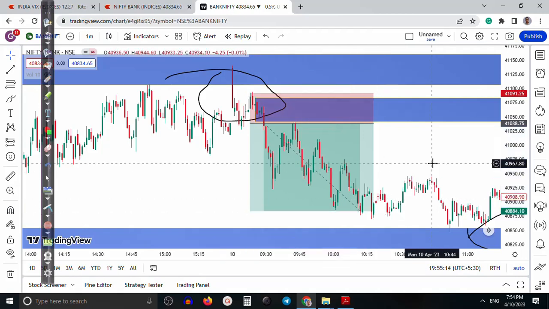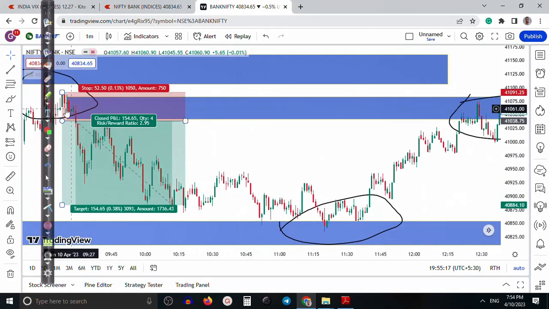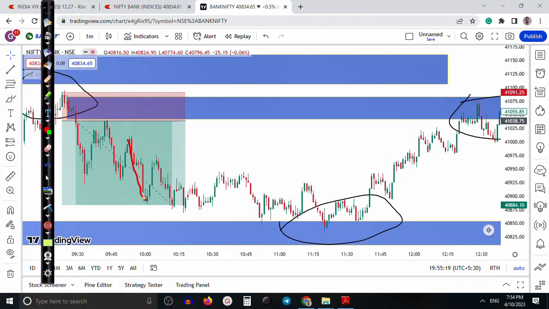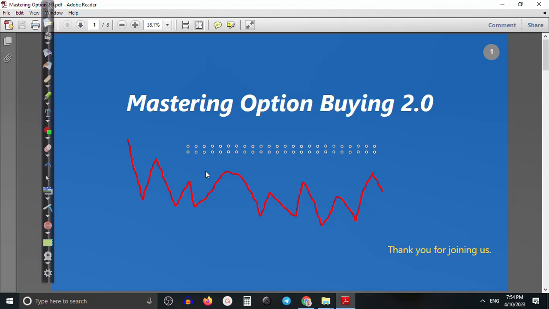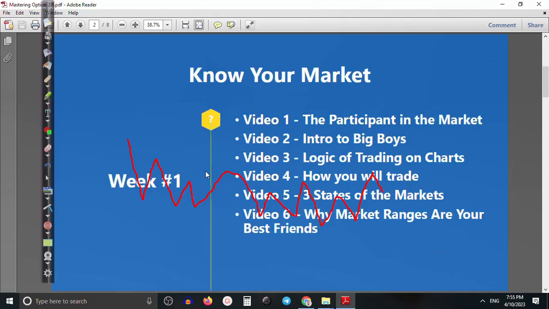All right, so again now you can see price making lower low, lower high, lower low, lower high, now rejecting. Price goes down, pulls back, goes down, again creates a new high, pulls back, goes up a little bit, and finally price starts creating a new high. So again a pullback, and that was our entry point. So we are explaining how exactly we enter by using this demand and supply zone. This is Mastering Option Buying 2.0.